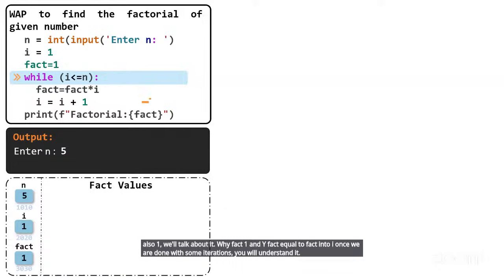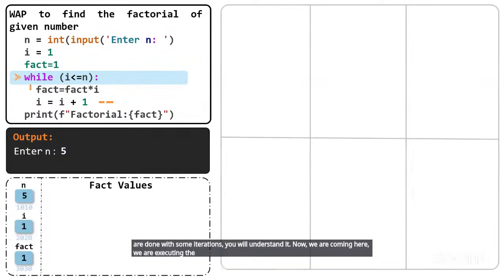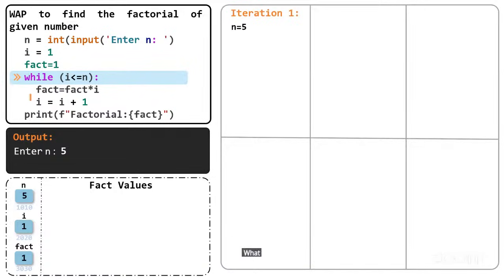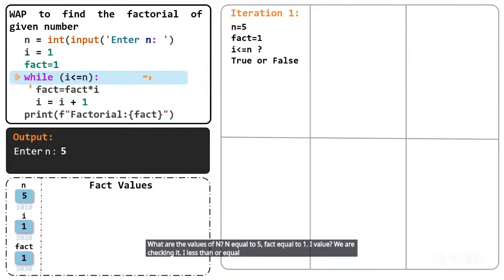Now we are coming here. We are executing the loop for the first time. First iteration. What are the values? n equal to 5, fact equal to 1. i value, we are checking it. i less than or equal to n, that is true or false? What is i value? What is n value? i value 1, less than or equal to 5, that is true only. Since it is true, we will execute the while loop statement.